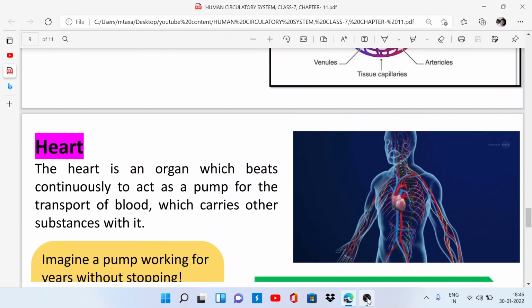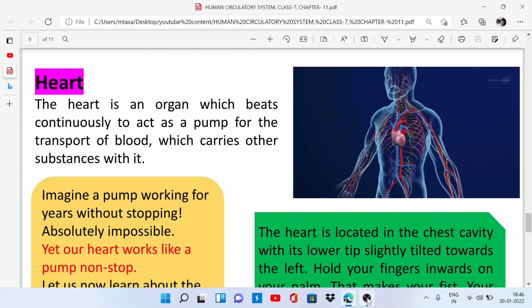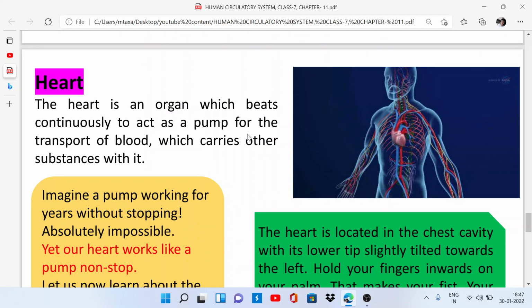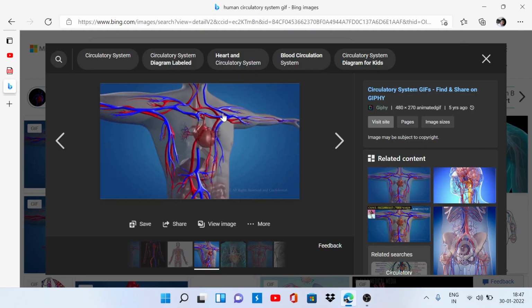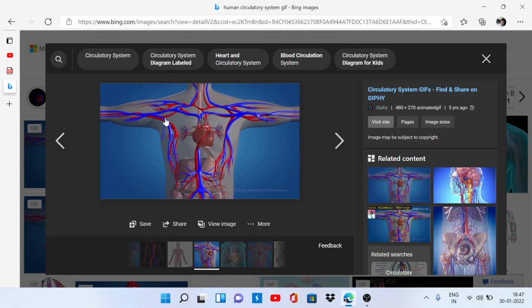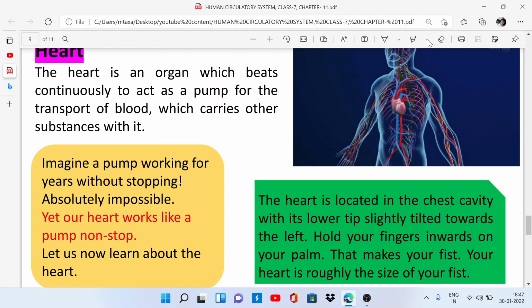Now, the most important part of the human circulatory system is the heart. Heart is an organ which beats continuously to act as a pump for the transport of the blood, which carries other substances like food, oxygen, carbon dioxide along with it. Here you can see how the heart is pumping continuously. Human heart works like a non-stop pump throughout life. So let's learn about the heart.